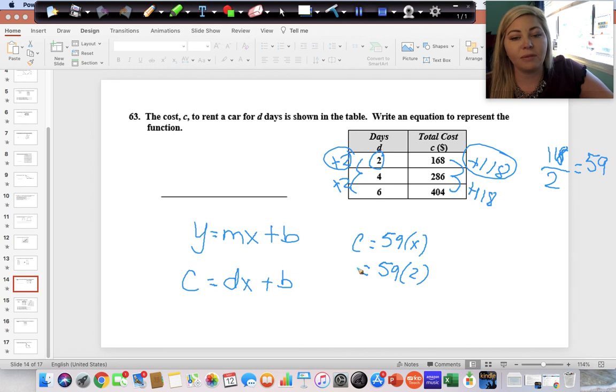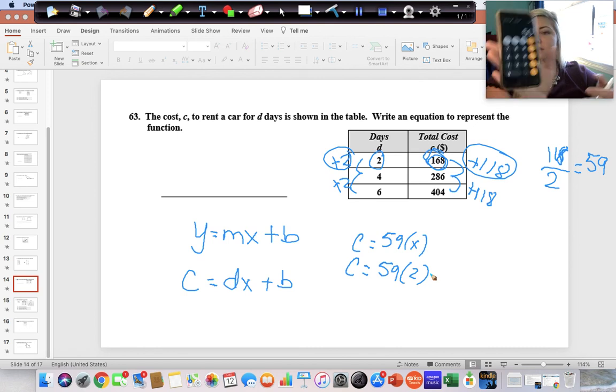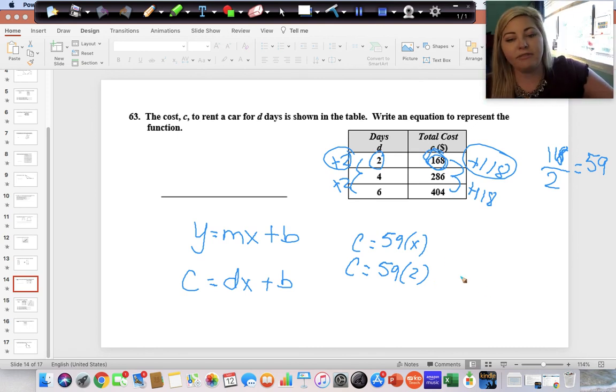So we are not done. We have to do something else to get our C. We want to get 168. So we need to figure out what we need to add to 118 to get 168. So I'm going to actually subtract in order to find the difference. That is 50. So I have to add 50 to get the 168.